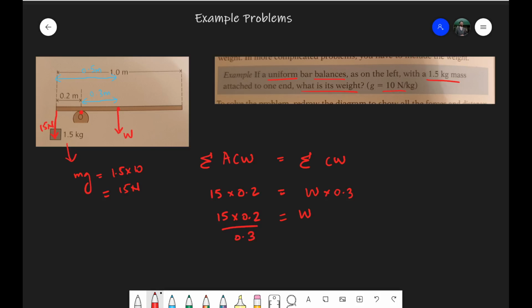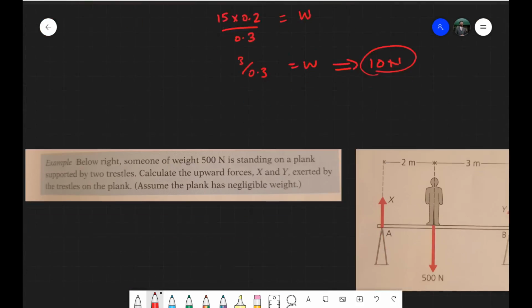So 15 into 0.2 will be 3, divided by 0.3. So weight has turned out to be 10 Newton, and that is the answer to our question. Let's move to the second problem.